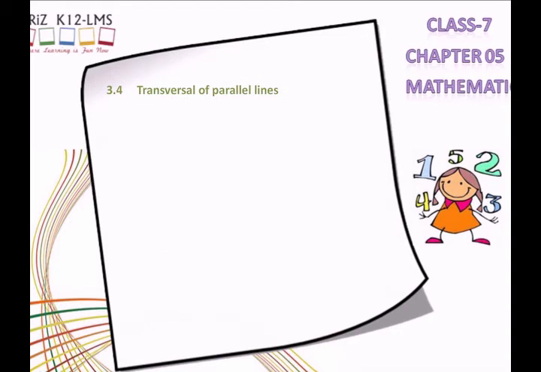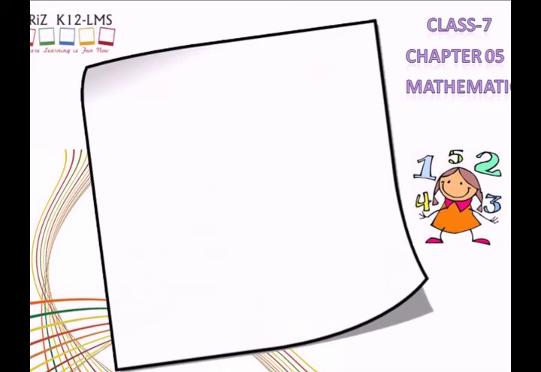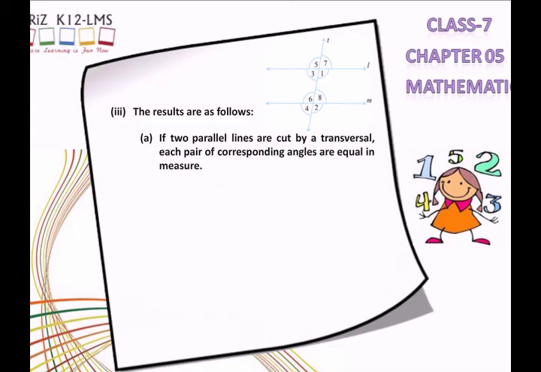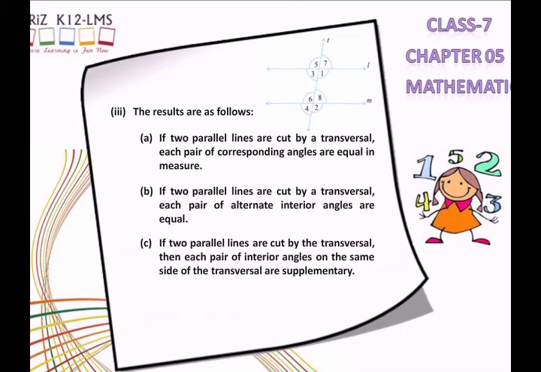3.4. Transversal of parallel lines. We know that those lines on a paper which do not meet, however far produced, are called parallel lines. Transversals of parallel lines give rise to very interesting results. The results are as follows. If two parallel lines are cut by a transversal, each pair of corresponding angles are equal in measure. If two parallel lines are cut by a transversal, each pair of alternate interior angles are equal. If two parallel lines are cut by the transversal, then each pair of interior angles on the same side of the transversal are supplementary.